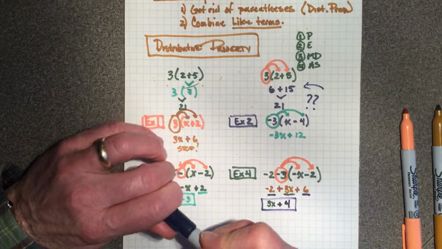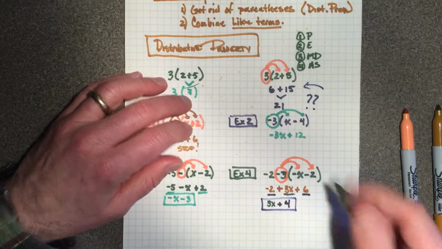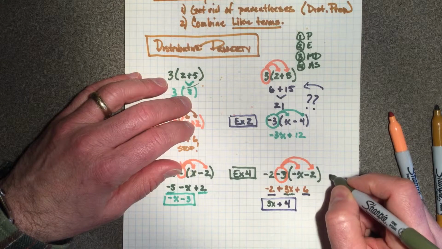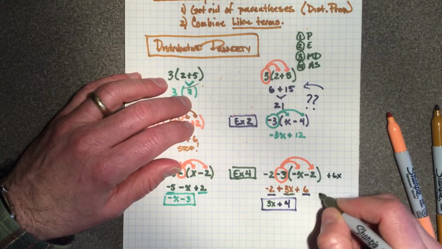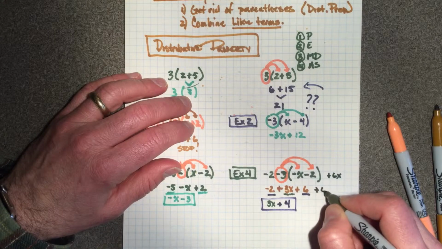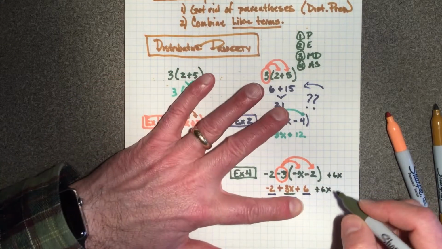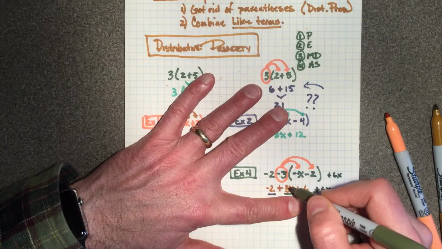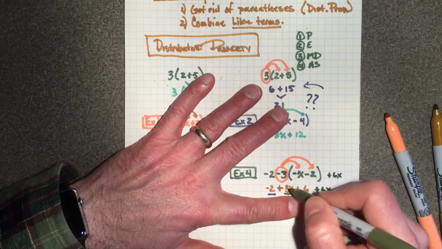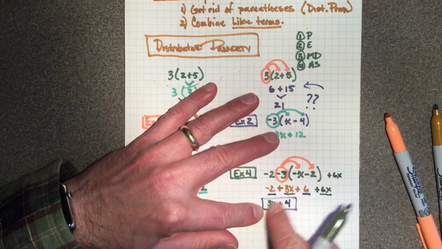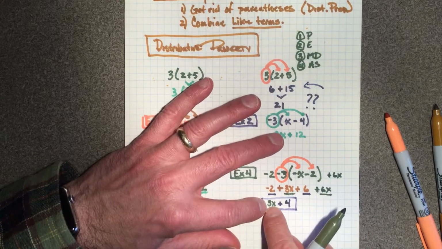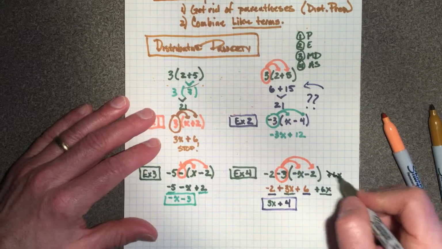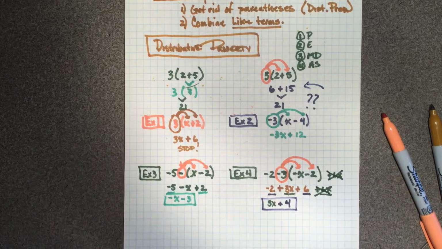That's it. Now I'm going to just talk about if there was something else out here, like maybe a plus 6x, then you would just copy that down and say plus 6x. And then this line here, now these two guys would be like terms. And instead of having a 3x here, this 3x and that 6x would be a 9x there, plus 4. Okay, but we'll get rid of that.